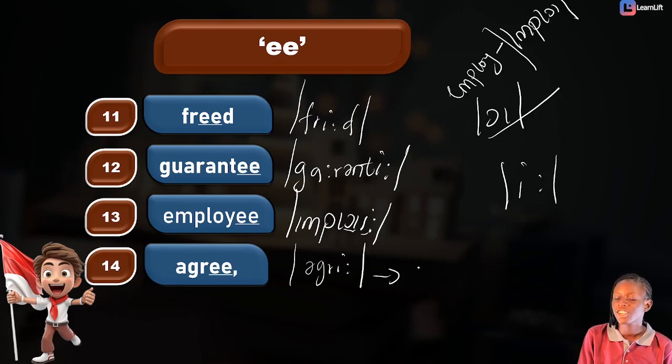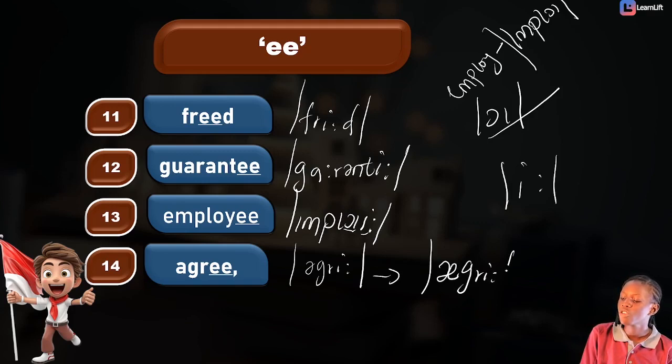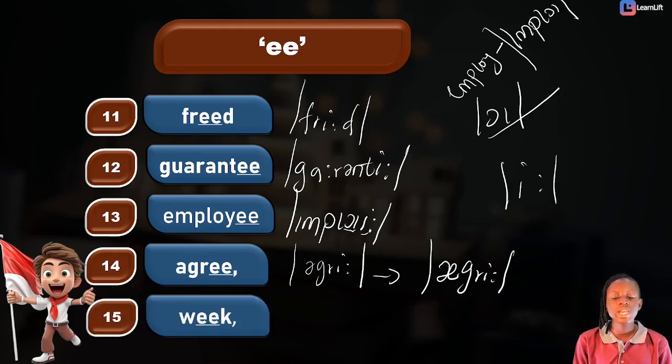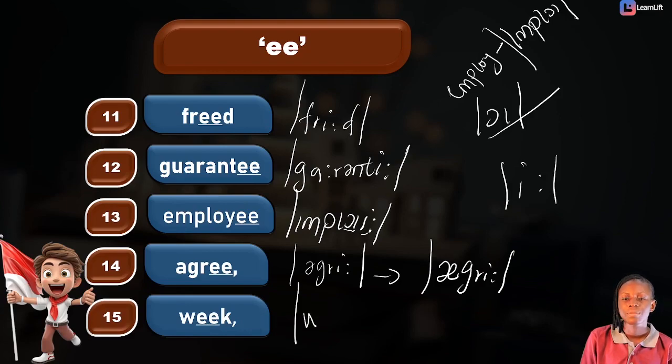Agree. Some will say to transcribe as this. Be careful of the IPA you are using to transcribe. So I can say agree or what? Agree. Next I have week. We have this for week.